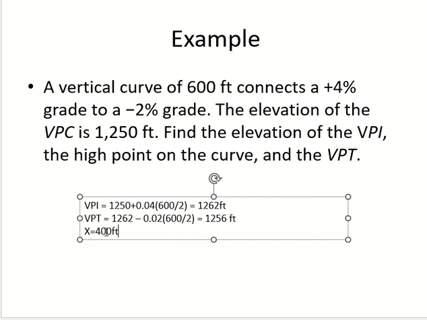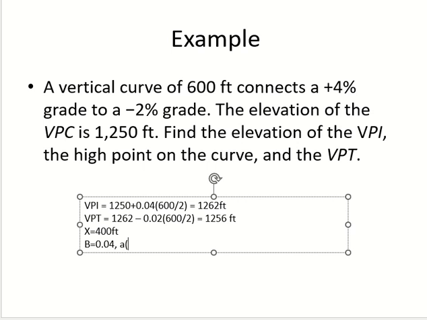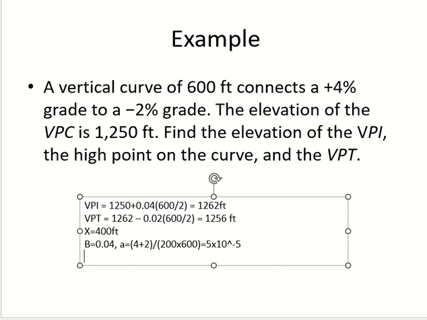Okay, so the distance for the highest point is 400. Now I need to find out the elevation of the highest point. So for that I will use the equation of the parabola. In the equation I have A, B and C. B is the first gradient, which is 0.04. A was the difference in gradient upon the length. So we have 5. Okay, because we don't have time, it's something like this. And C is the elevation of VPC, which is already given. So C is 1250. Now the equation of the parabola is ready.